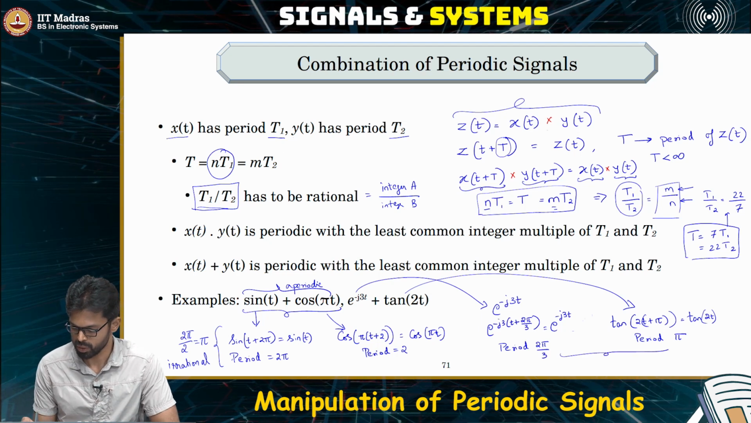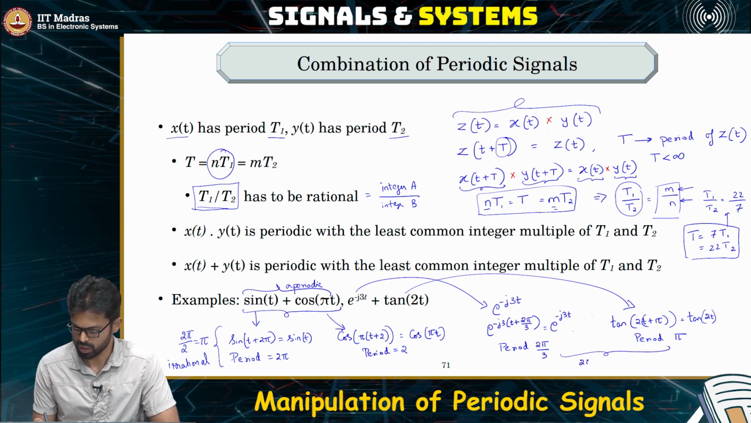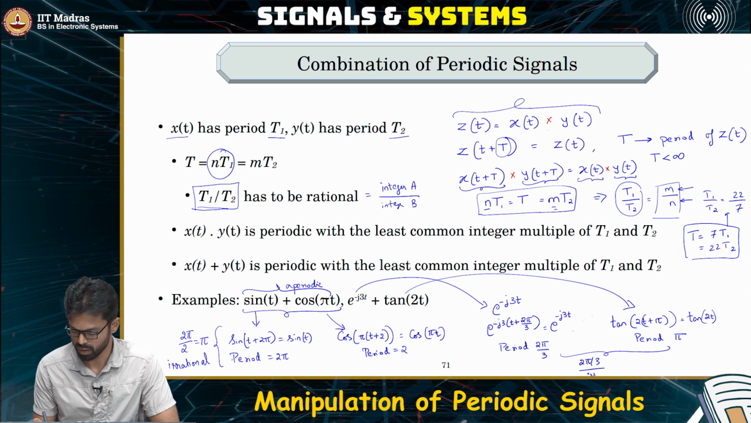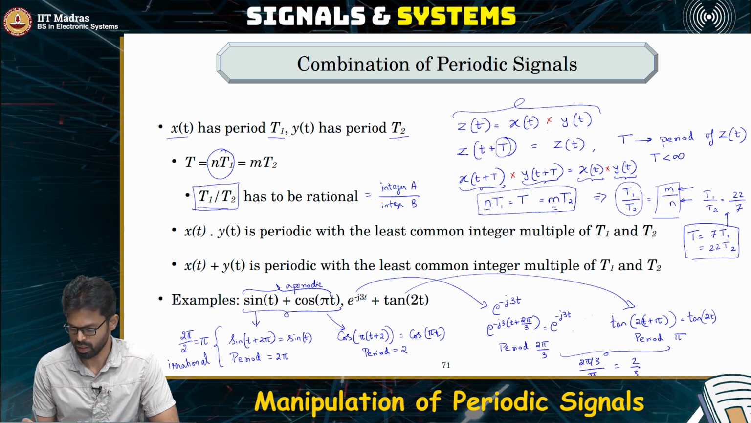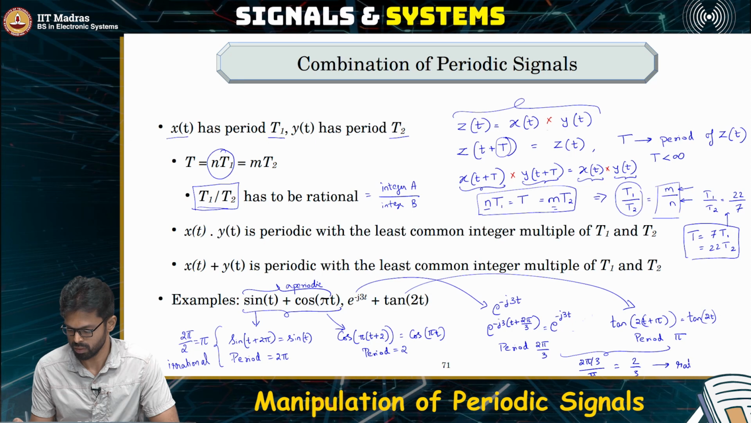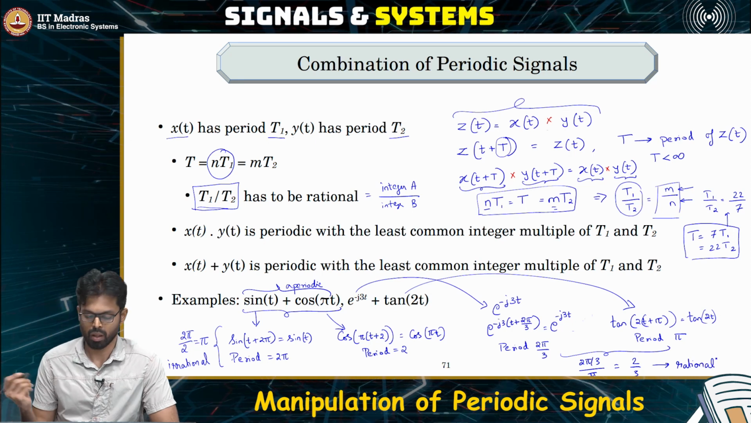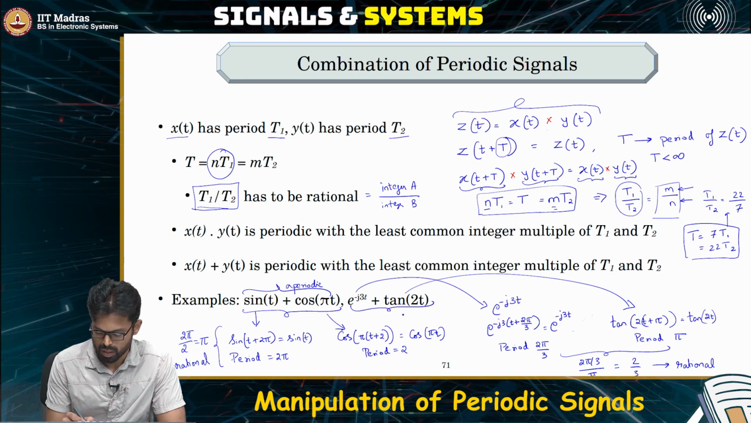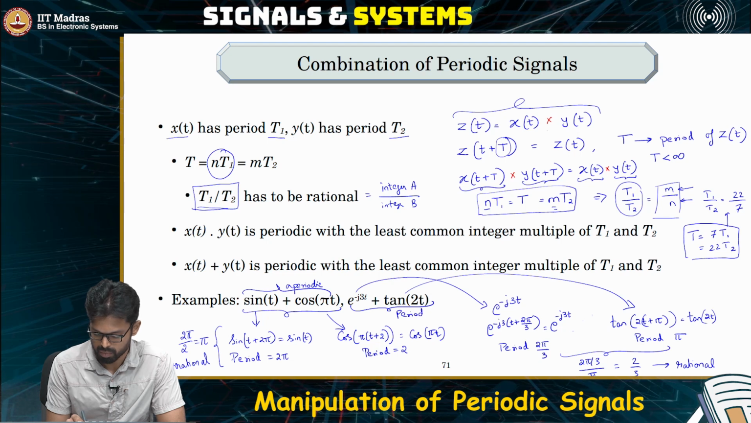What about their ratios now? Now the ratio is 2 pi by 3 by pi, which is 2 by 3. This is rational. Hence, this is a periodic signal.